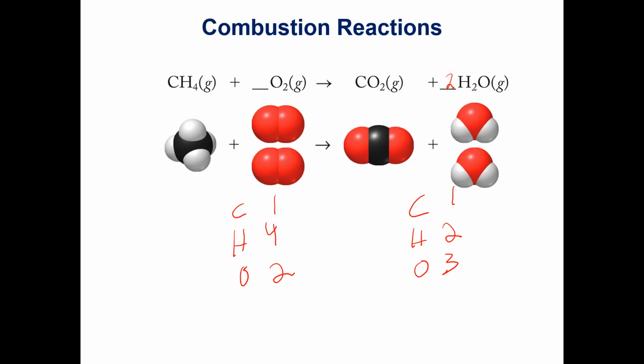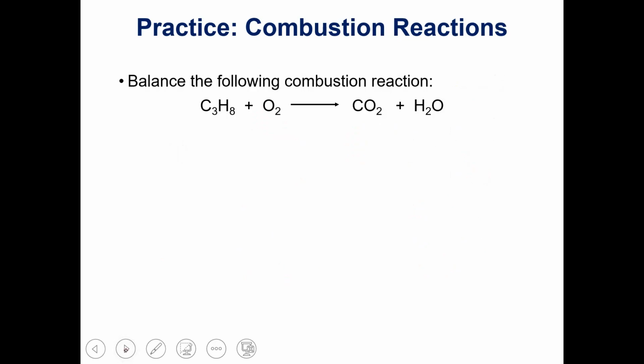So 2 times 2 gives us 4. 2 times 1 is 2, plus 2 over here is 4. So if I stick a 2 here, that gives me a total of 4. So now my reaction is balanced. So let's try one more example here.